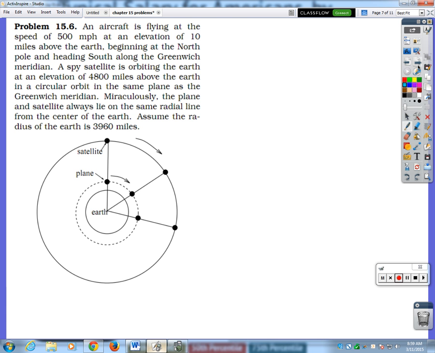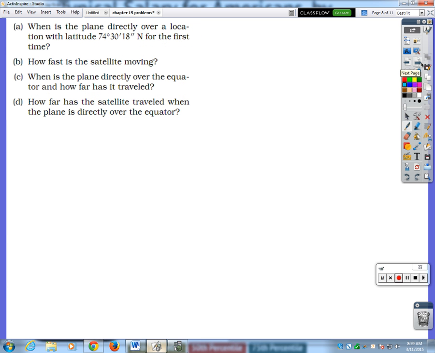Assume the radius of the Earth is 3,960 miles. So you get the picture right here? And this is definitely not drawn to scale because this is 500 miles and that's 4,800 miles. So, close, 96 times as far above. Okay, when is the plane directly over a location with the latitude of 74 degrees, 30 minutes, 18 seconds north for the first time?